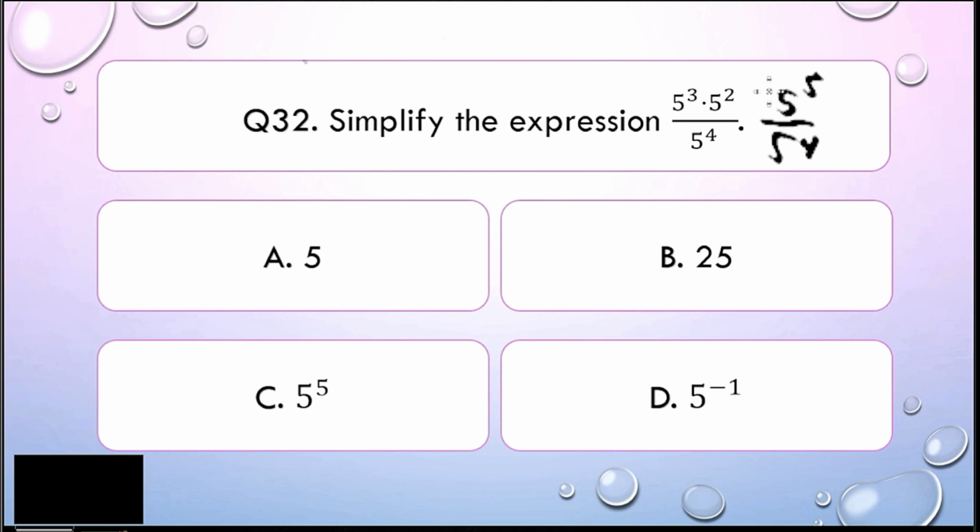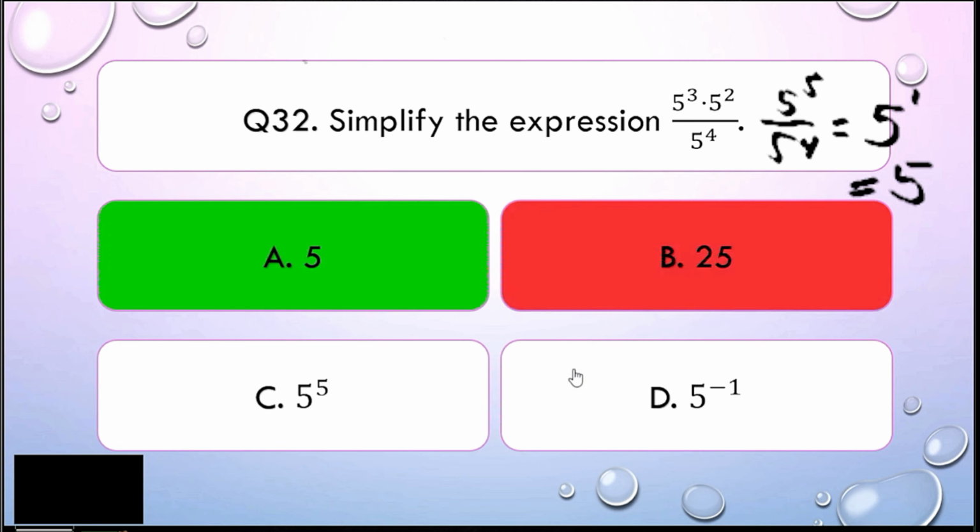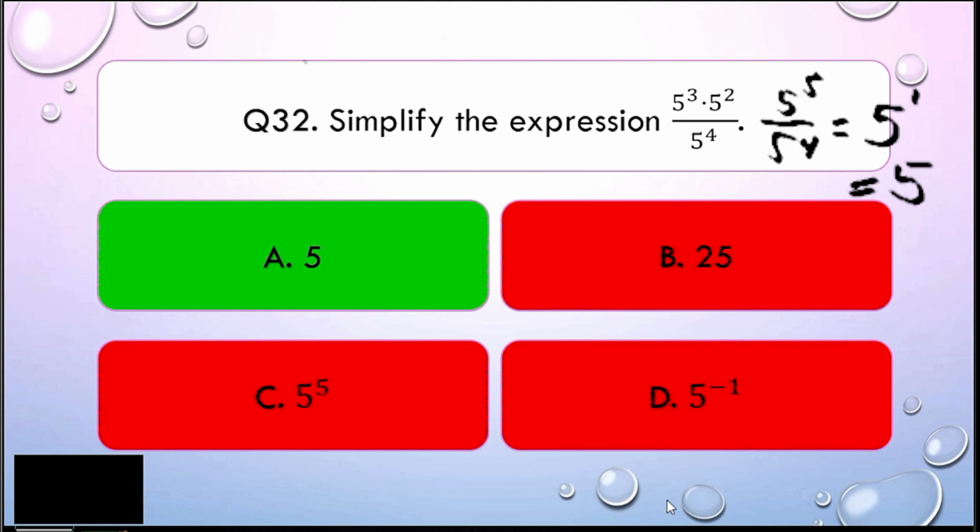Now, if you have this kind of problem, you have the same base, but it is in the quotient. So what you need to do is to copy the base, then subtract the exponent. So 5 minus 4, that is 1. Or basically, 5 to the power of 1, that is 5. So the correct answer for this problem is letter A. Easy, right? Very easy, my dear math learners. So now let us go to question number 33.